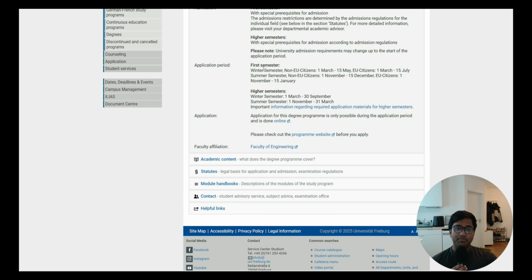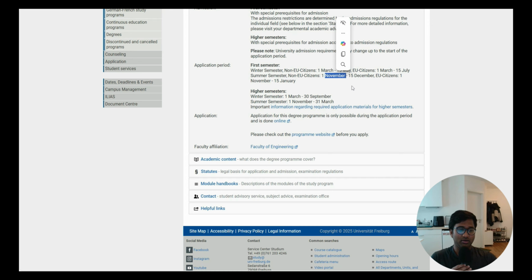Then the application deadline for first semester. For people applying for the first time, for winter semester non-EU citizens, it is 1st March to 15th May. That is when the winter semester deadline starts and ends. But for summer semester non-EU citizens, it's 1st November to 15th December. In that we only get to know that it is 15th December, but here we also got to know when it is opening, which is November 1st.